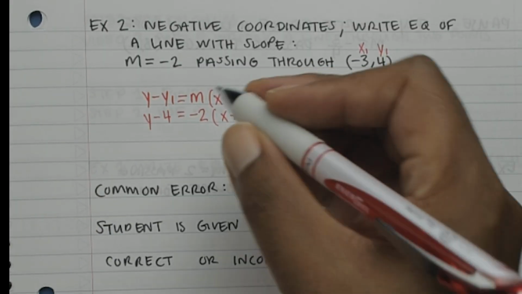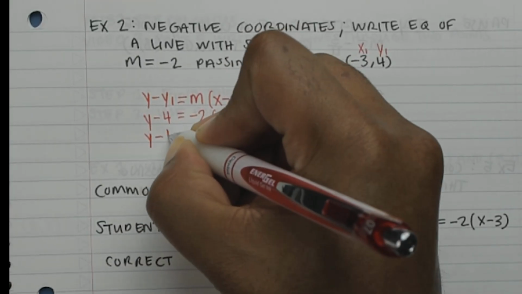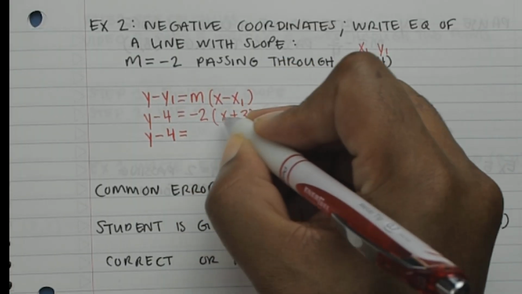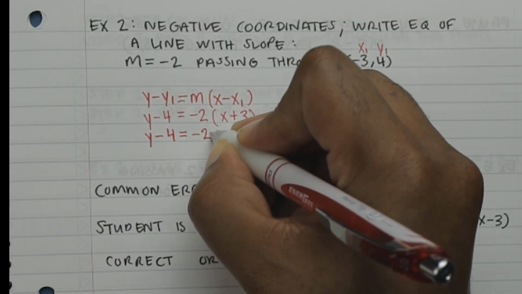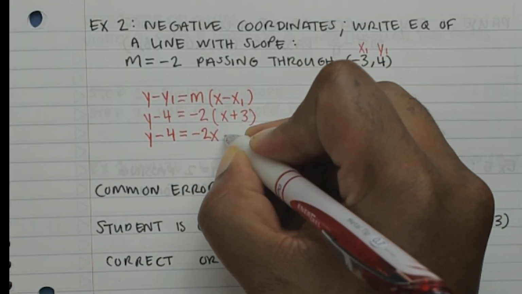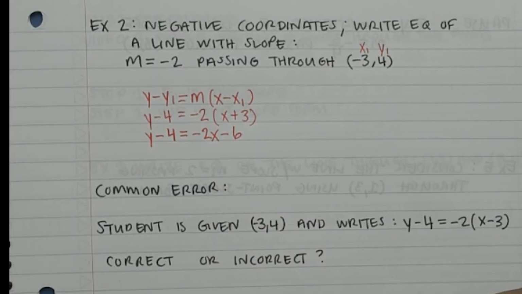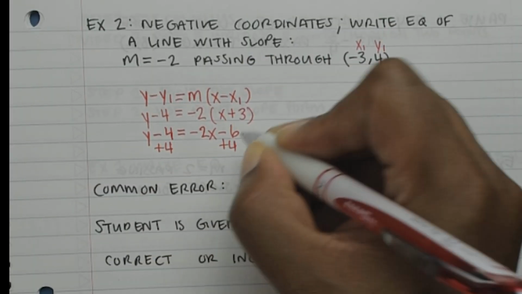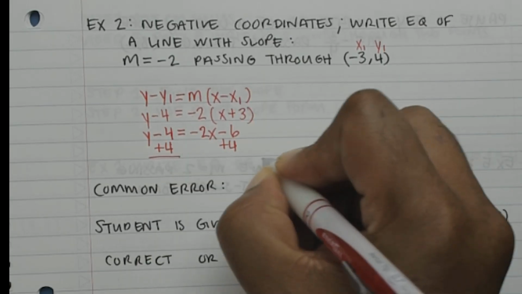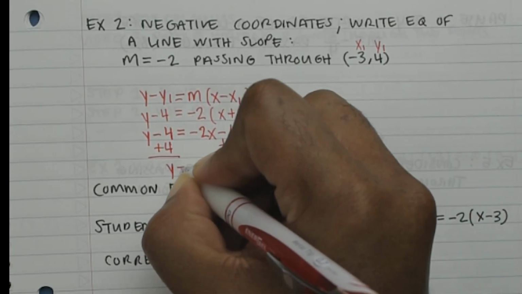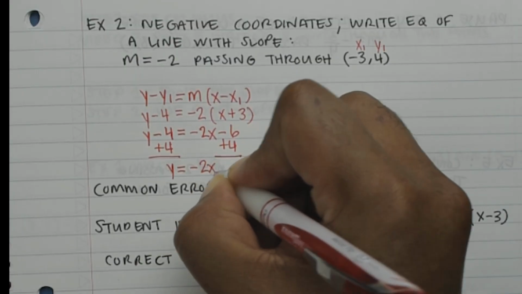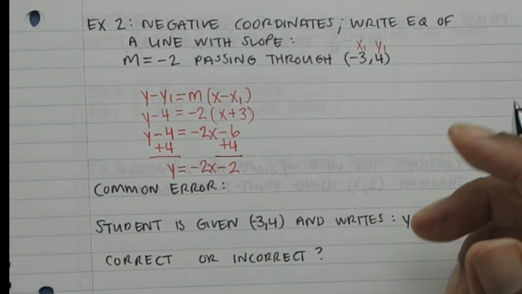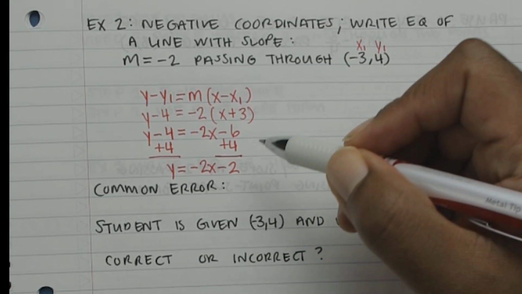Let's continue. If I were to continue to compute this, we would do what we did last time using the distributive property. Negative 2 times x would be negative 2x. Negative 2 times 3 would be negative 6. Adding 4 to both sides, we end up with y equals negative 2x minus 2. Therefore, this is our final equation.